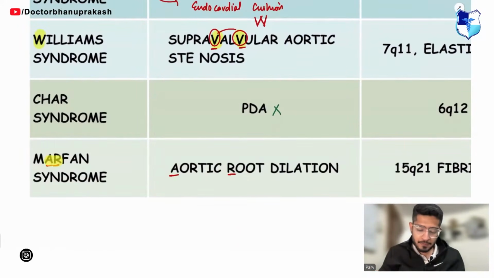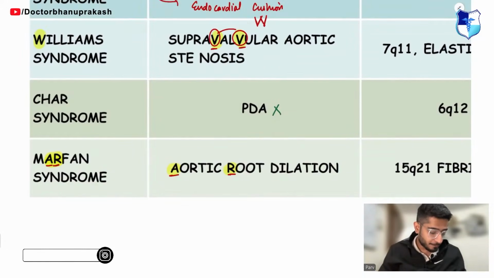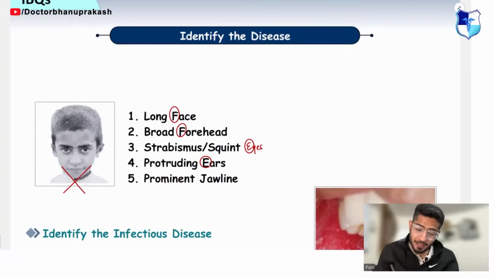And next you have got Marfan's. So Marfan's has got this A and R word. This is aortic root dilatation. Okay, aortic.